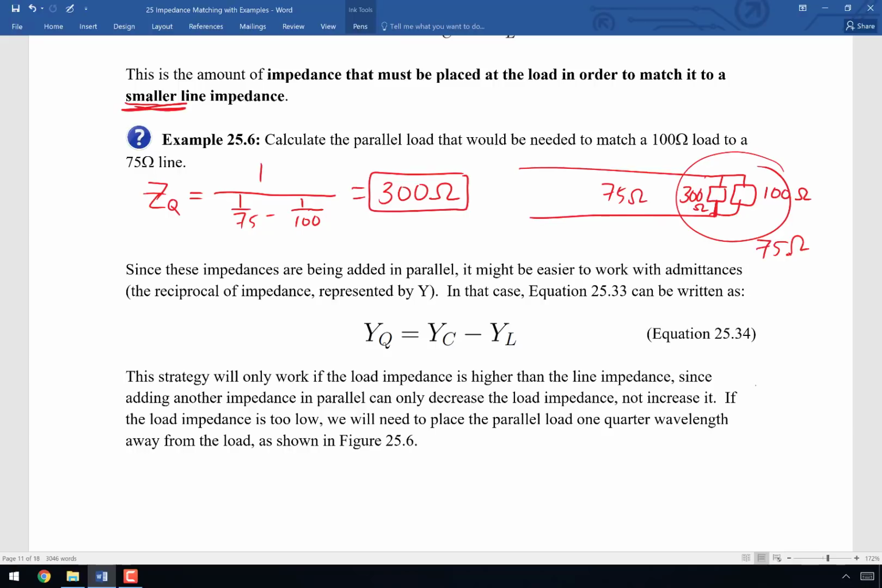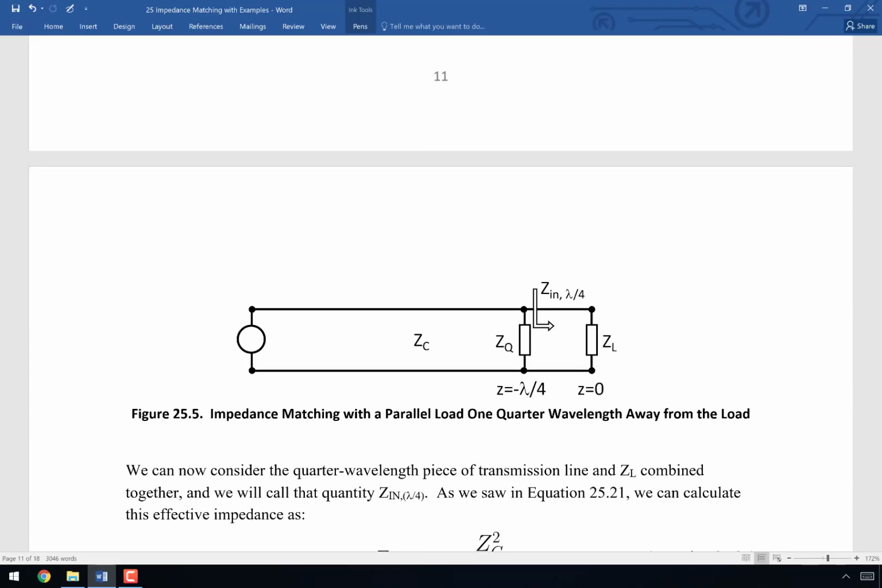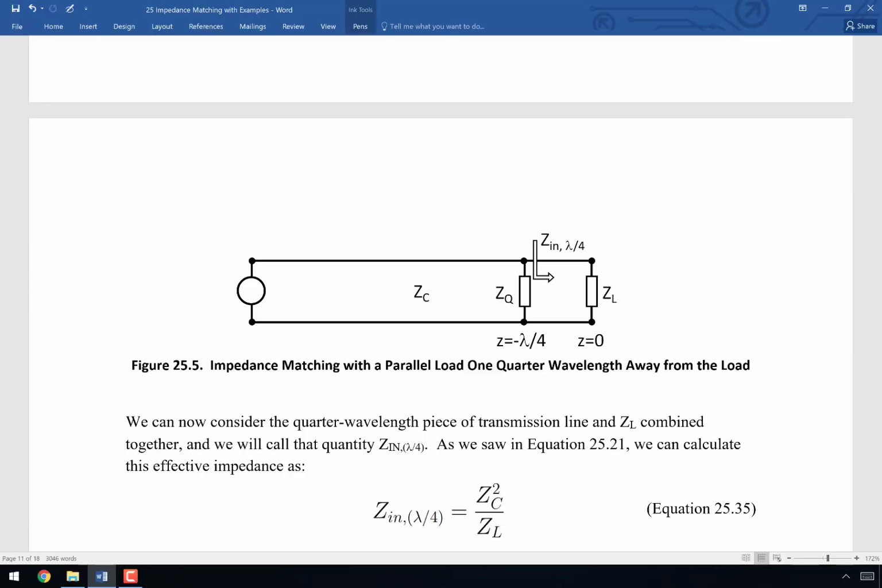If it's the other way, then we also have a solution, and that is we're going to move the extra impedance a quarter of a wavelength away from the load. So before, we put it right at the load. We literally attached it to the same point as the load. Now we're going to move it a quarter of a wavelength back. And so again, the combination of these two is going to be equal to Z sub C. So how can we calculate the combination of those two?